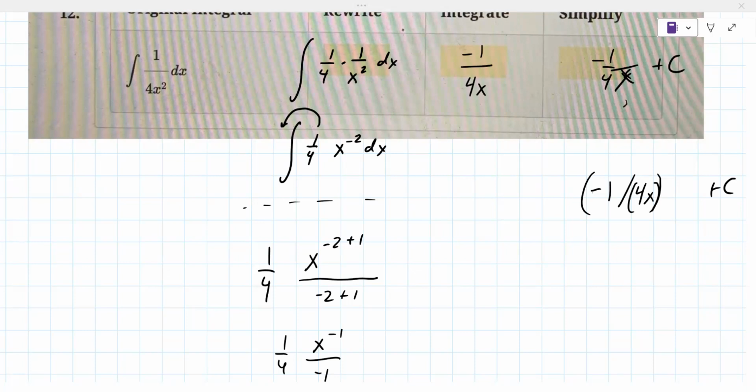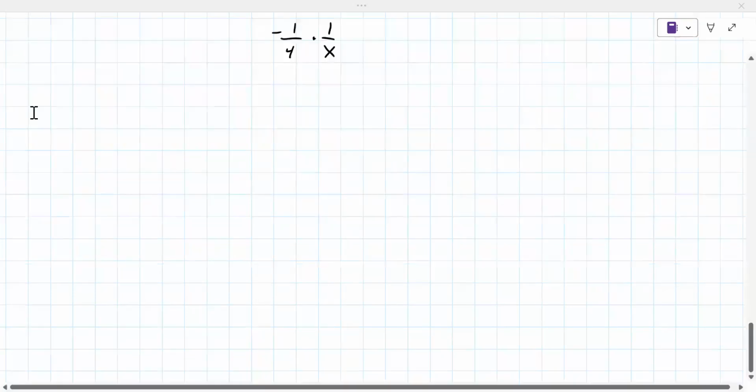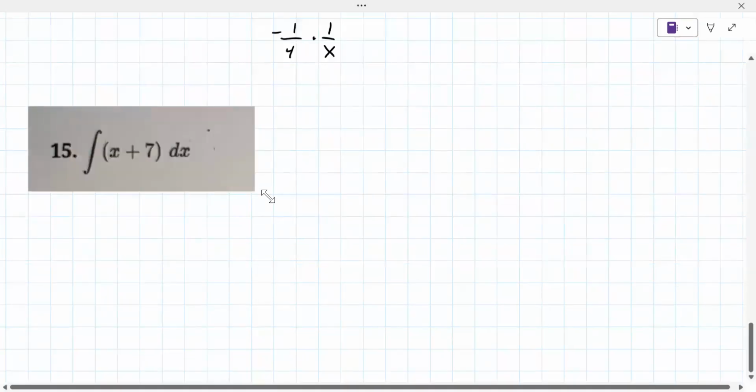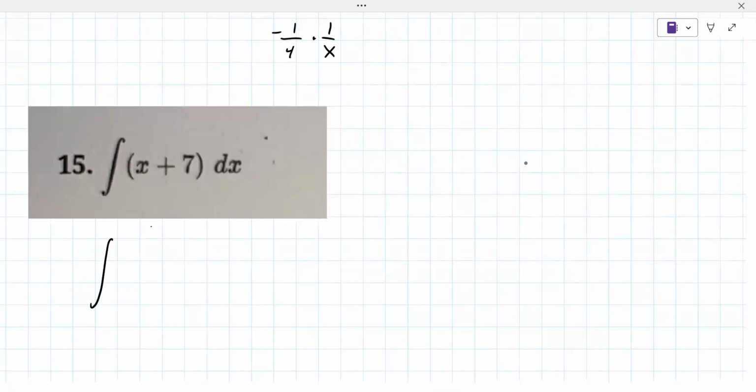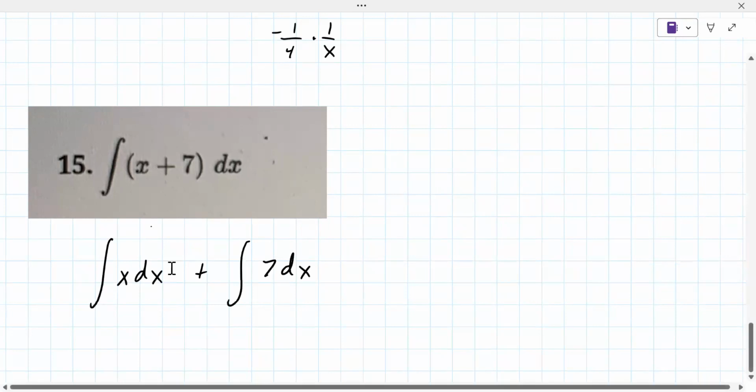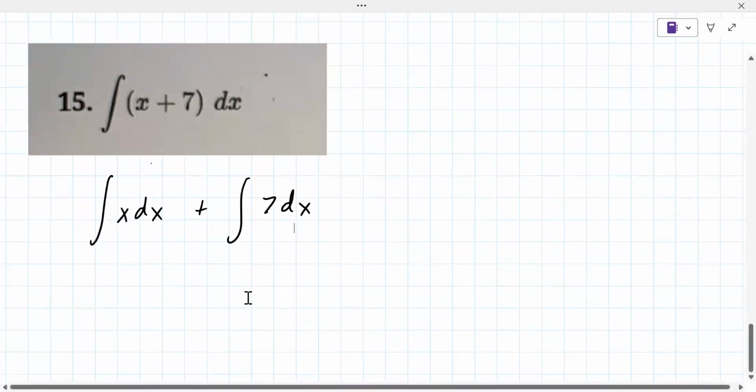So let's see here. We'll look at number 15. We'll try to apply these rules here. So in its most basic level, what you can do here is take the integral of x dx plus the integral of 7 dx. It's kind of like a distributive property, if you will. You will eventually not do this, but for simplicity of explaining the different types of integrals, I'm breaking them apart here.